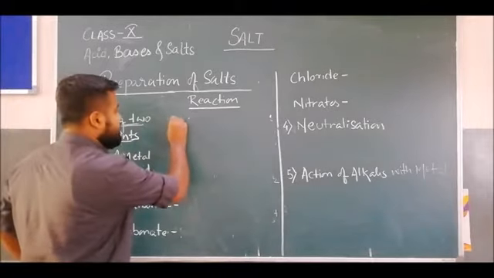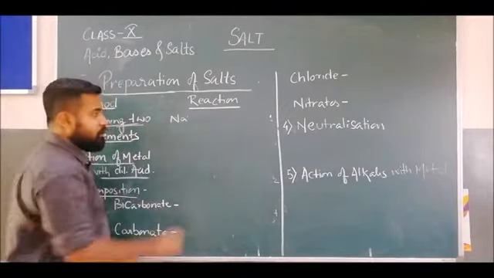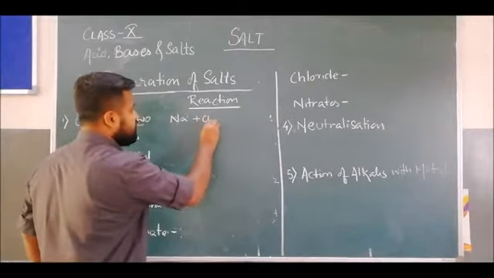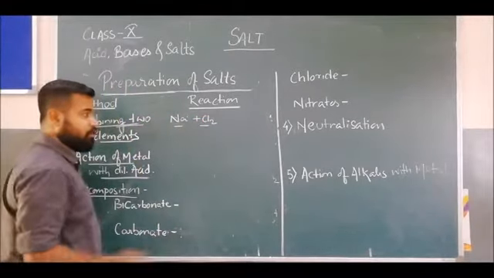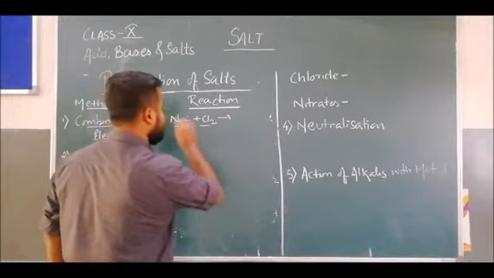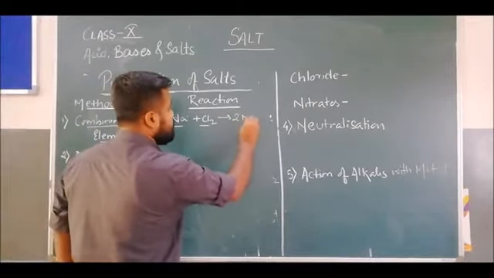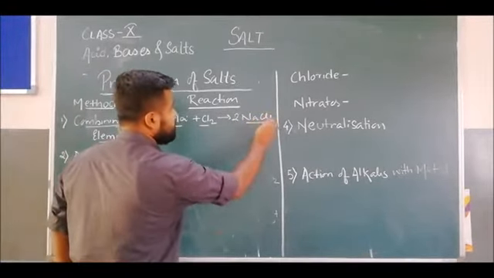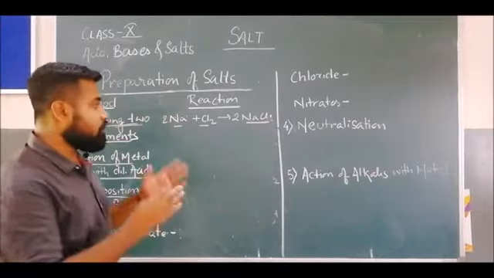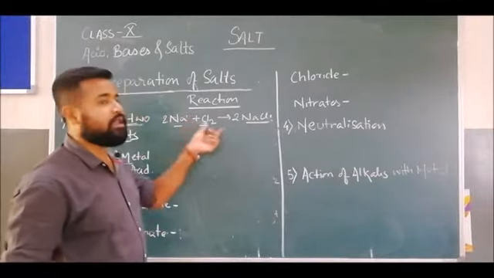Suppose we are taking Na, sodium, plus chlorine. These are the two elements. Sodium is one element, chlorine is one element, and we are getting 2 NaCl. So this is a salt. Here the salt is obtained by combining two elements.